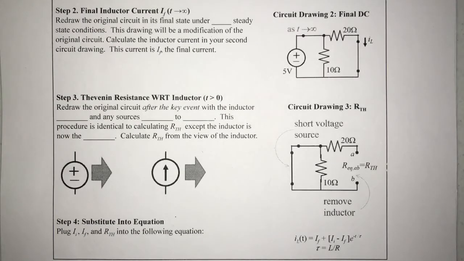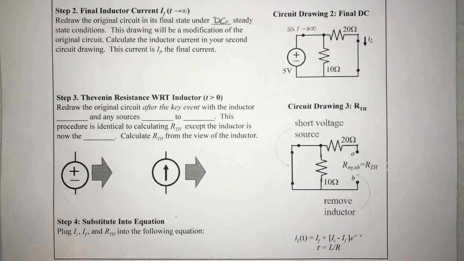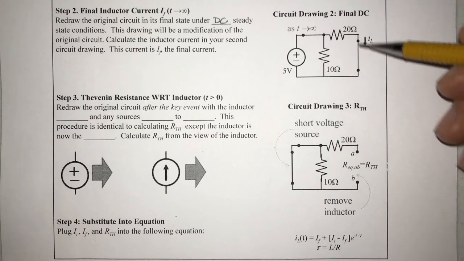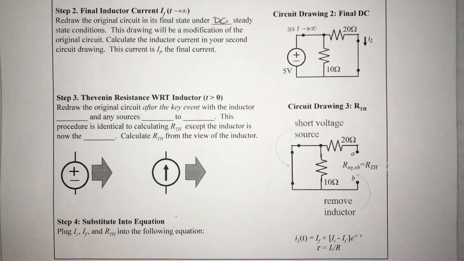Step 2. Redraw the original circuit in its final state under DC steady state conditions. This drawing will be a modification of the original circuit. Calculate the inductor current in your second circuit drawing. This current is the final current. In the circuit to the right, we've shorted the inductor, so we can easily find the current through this branch by taking 5 volts and dividing it by 20 ohms.